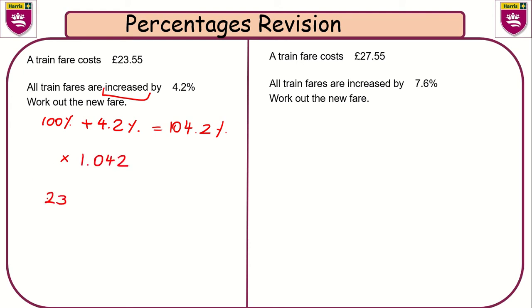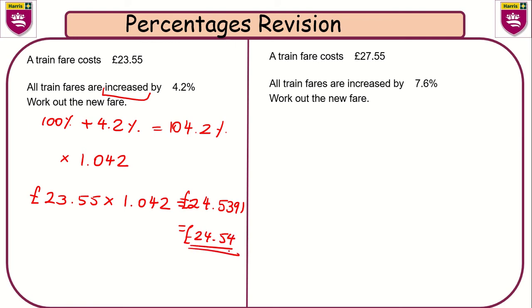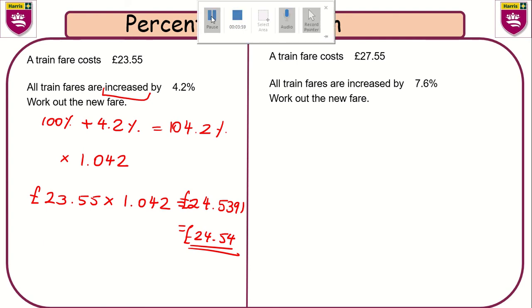And if I do £23.55 times 1.042, that's going to give me £24. Well, I ended up with 5391. So remember, when we're finding out these answers, we need to convert it into two decimal places because it's got something to do with money. So you have 24.54. That is the new fare. Okay. Now pause this and have a go at the next question.